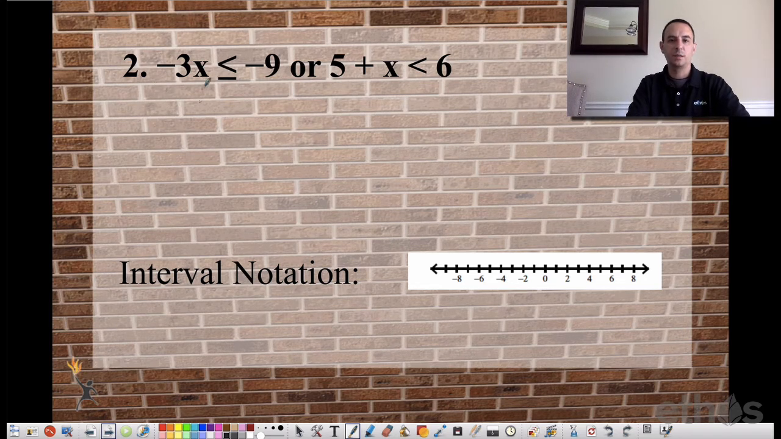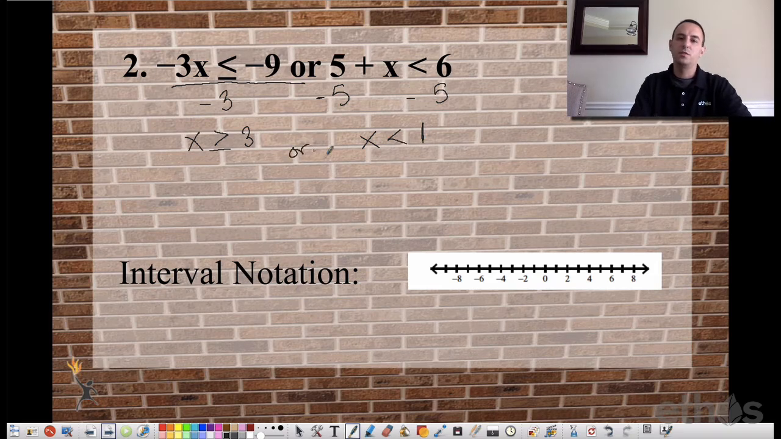Now, don't forget, there's a couple times you've got to be careful, so all those knowledge points we've talked about before, remember, we flip your sign, like on number 2 here. We divide by -3, we get x is now greater than or equal to 3. Or we get over here, we subtract this 5 now. This doesn't change anything. We get x is now less than 1.